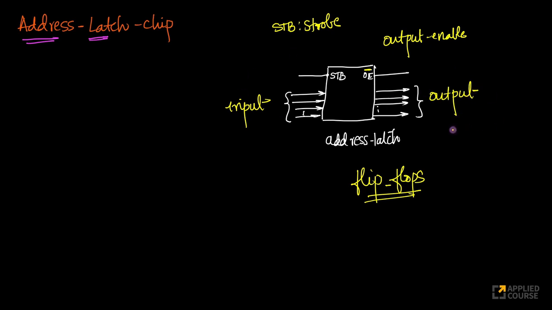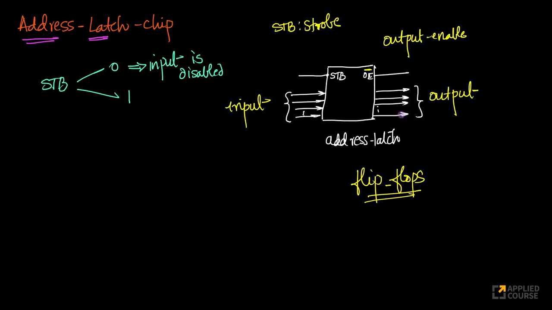So the way the whole thing works is this. Internally it's a bunch of flip-flops, but let's see how it works as far as the input, output, STB and OE are concerned. The STB strobe pin can be 0 or 1. When the strobe pin is 0, then the input lines are disabled. This implies that input is disabled, so I do not read whatever is the input here.